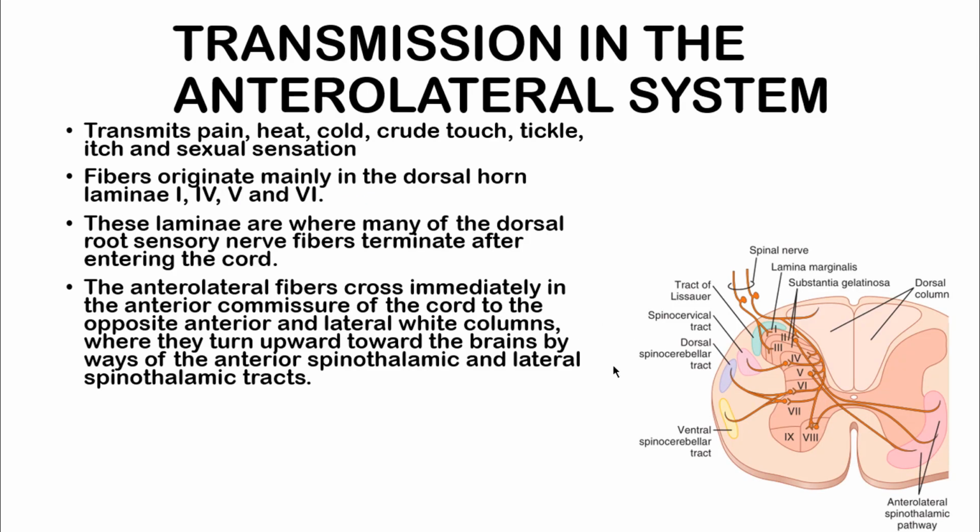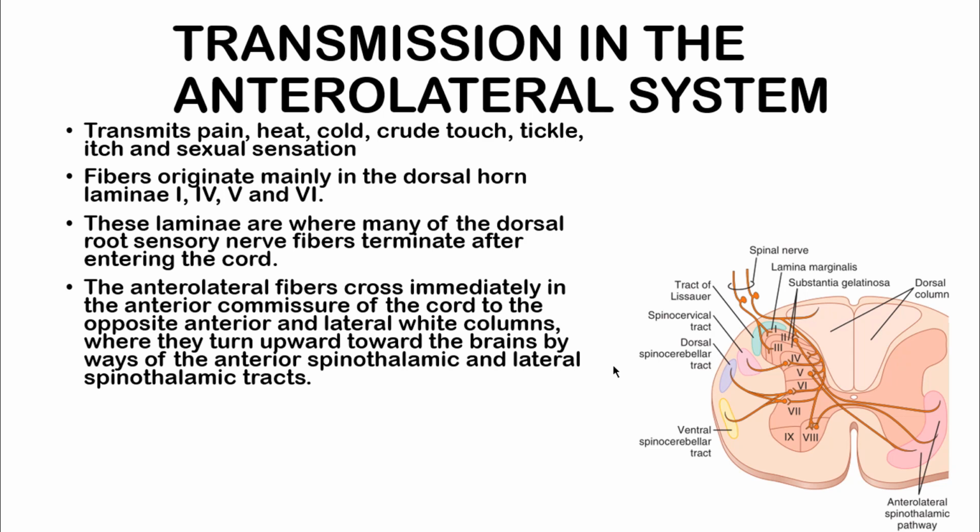And then moving on now to transmission in the anterolateral column. Remember that everything that we've been talking about is mainly to do with the dorsal column. Now we're moving on to the transmission in the anterolateral column. Remember that the anterolateral column is going to be transmitting pain, heat, cold, crude touch, tickle, itch, and sexual sensation, which are pretty much primitive types of sensation. And the fibers are going to be originating mainly in the dorsal horn laminae number 1, number 4, number 5, and number 7.